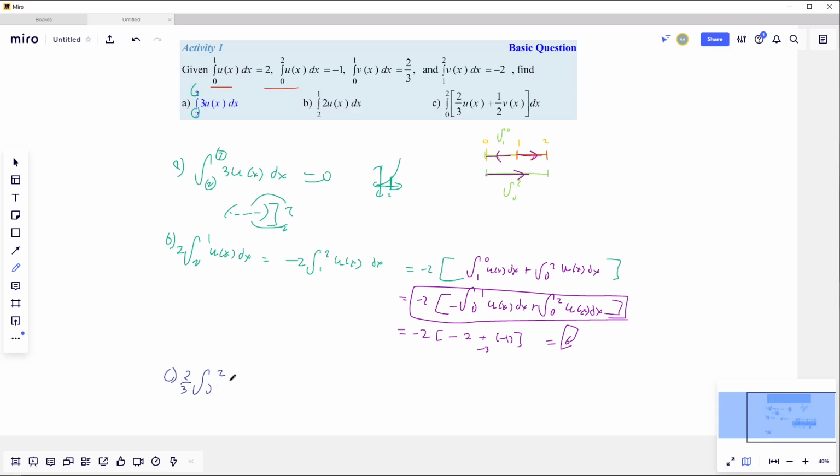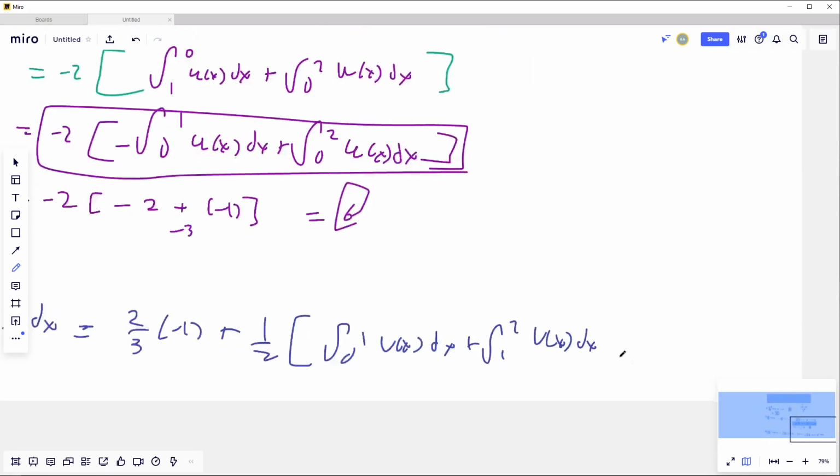So 2 over 3 times the integral from 0 to 2 of u(x) dx plus 1 over 2 times the integral from 0 to 2 of v(x) dx. So this is 2 over 3 times the integral from 0 to 2. We already have this to be minus 1. So minus 1 plus half of. If you want to see the slow steps, fine, I don't mind. So from 0 to 2, it's from 0 to 1 and 1 to 2. So 0 to 1 of v(x) dx plus from 1 to 2 of v(x) dx. And we are nearing the end.